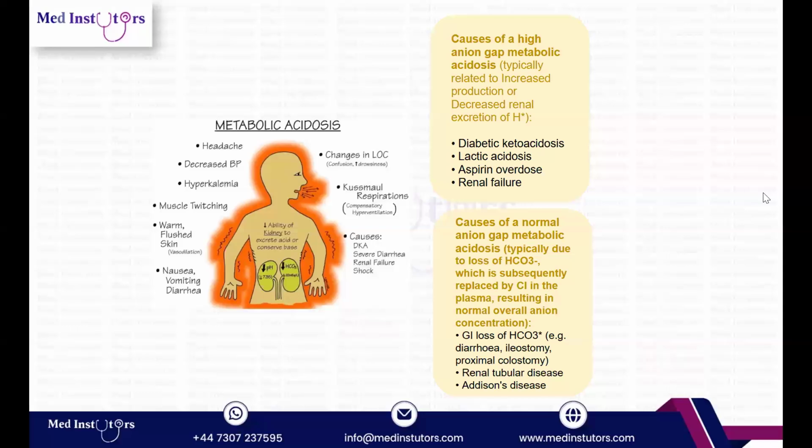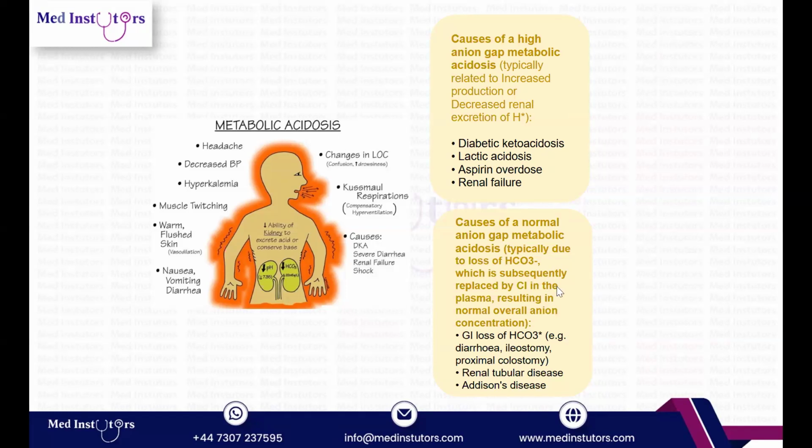So what are the causes for high anion gap metabolic acidosis? That means the gap would be more than 11. So typically related to increased production or decreased renal excretion of hydrogen ions. The causes are diabetic ketoacidosis, lactic acidosis, aspirin overdose, renal failure.